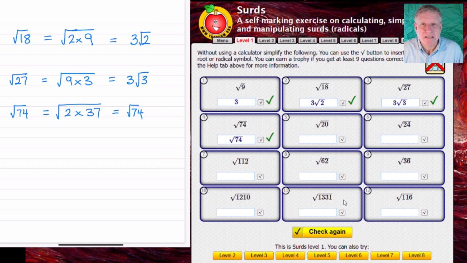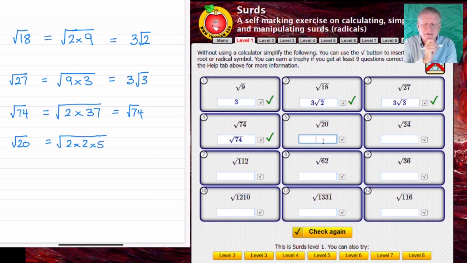So some of them can't be simplified. Watch out for that. Okay, let's have a look at the square root of 20. Well, I'll split up 20. This time I'll do it by its prime factors. It's 2 times 2 times 5. That's how you get 20.